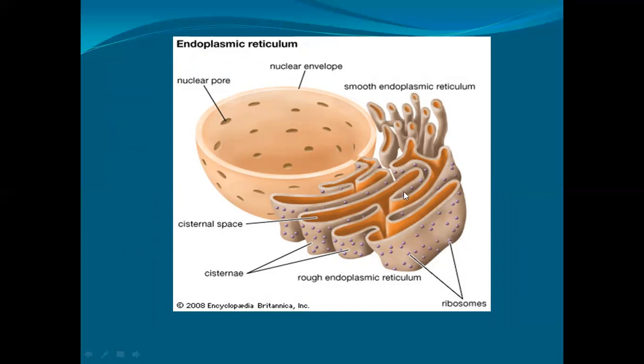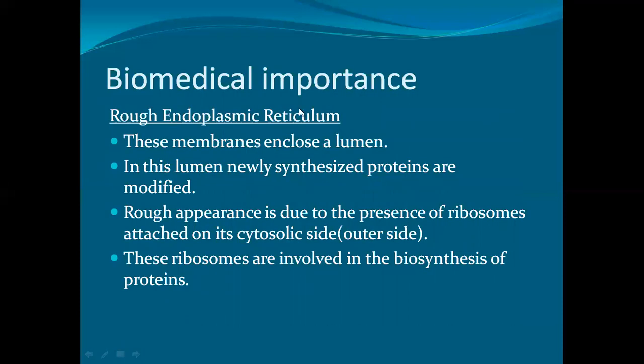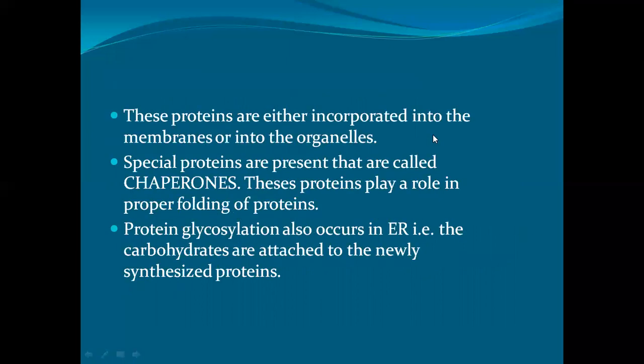These are the smooth endoplasmic reticulum having a smooth surface, and these are the rough endoplasmic reticulum because they have these granules known as ribosomes. Now the biomedical importance: these membranes enclose a lumen, and in this lumen newly synthesized proteins are modified. The rough appearance is due to the presence of ribosomes attached on its cytosolic side, the outer side, and these ribosomes are involved in the biosynthesis of proteins. These proteins are either incorporated into the membranes or into the organelles. Proteins known as chaperones play a role in proper folding of proteins.